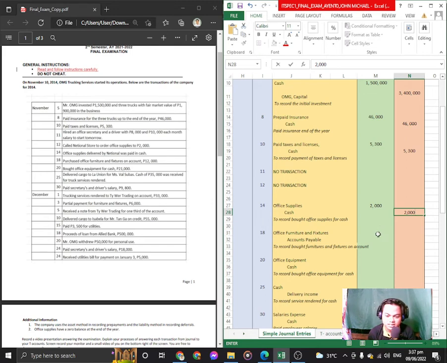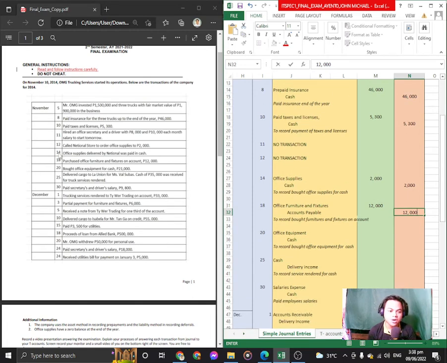Let's go to November 18. Purchase office furniture and fixtures on account, in the amount of 12,000 pesos. For the office furniture and fixtures, the debit is 12,000 pesos. Since it is on account, for the credit we have accounts payable, also 12,000 pesos, to record the furniture and fixtures bought on account.